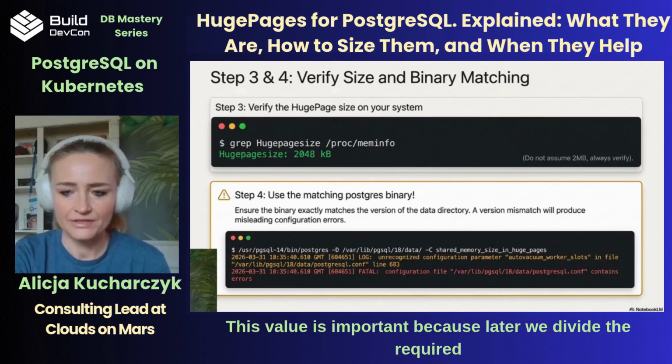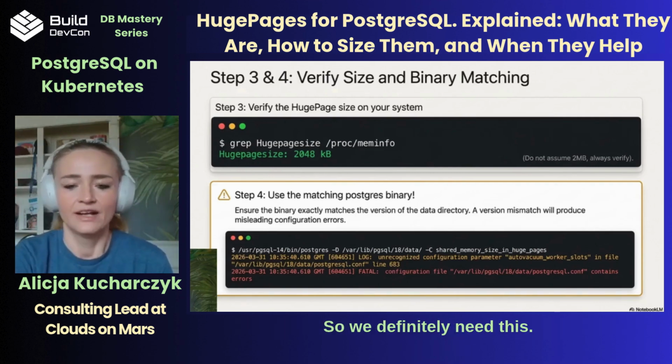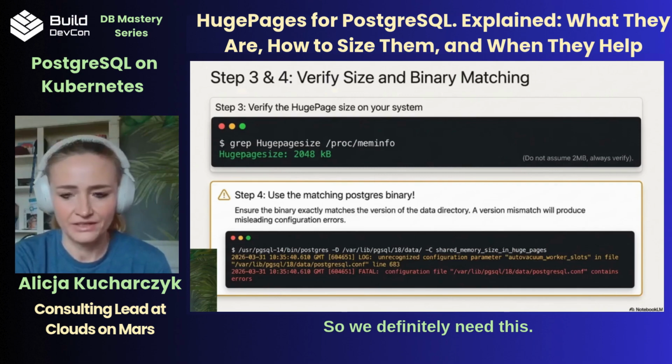This value is important because later we divide the required Postgres shared memory by the HugePage size. So we definitely need this.